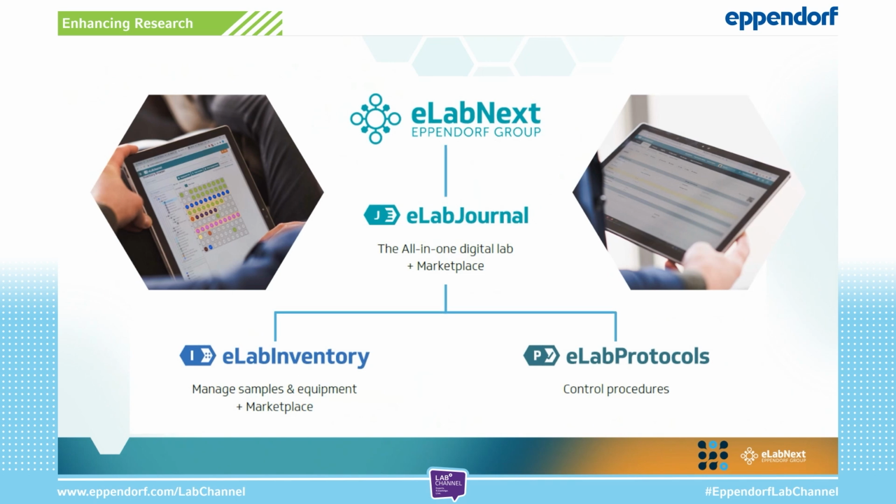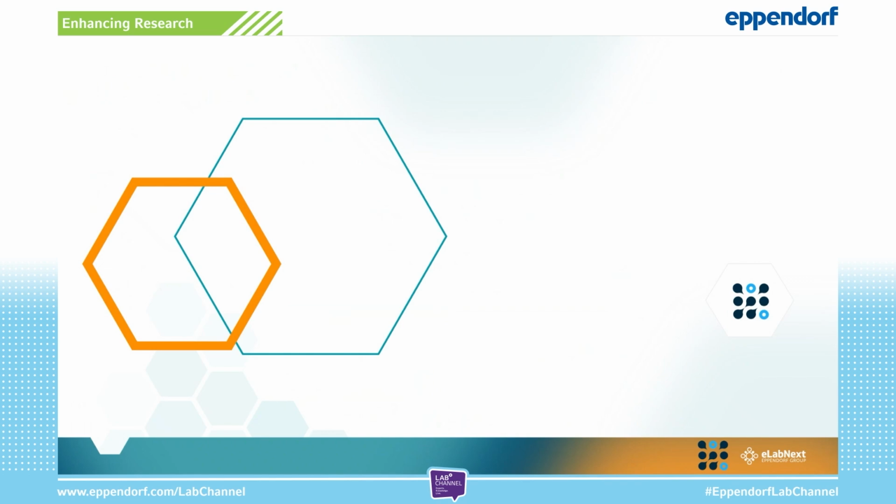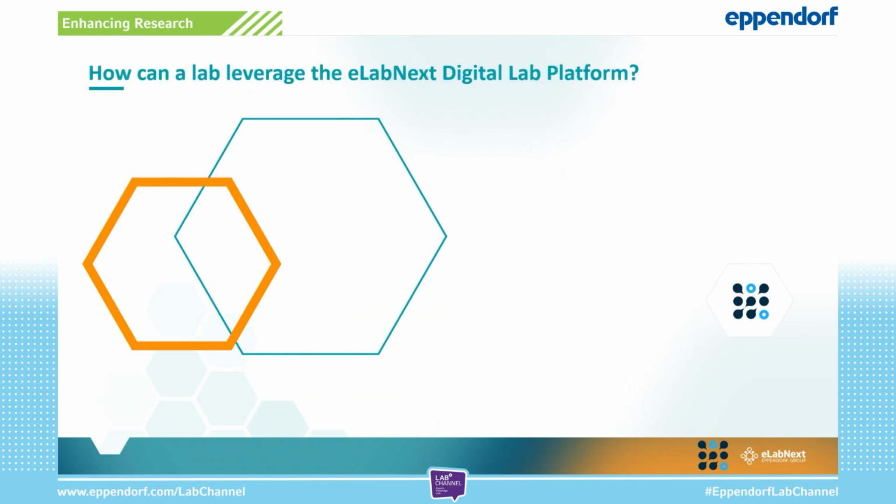So to recap, eLab is the brand. The modules within it are eLabJournal, eLab Inventory, and eLab Protocols. And then the extension that we will be talking about today is Toxometris.ai, a powerful AI software that helps you with drug discovery. And within the ecosystem of eLab, to help you visualize this even further, you see here on the right the Toxometris AI logo.